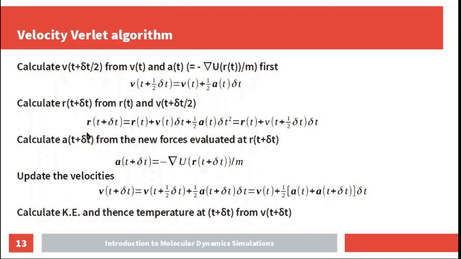Once you advance the positions from t to t plus delta t, you can then calculate the accelerations from the new forces evaluated at this time instant t plus delta t using this expression, and then you can update the velocities by once again making use of Taylor expansion, just the first two terms. Mid step velocity plus half of a at t plus delta t, which, if you combine this equation with this equation, gives v at t plus delta t as this. Once you obtain velocity at t plus delta t, you can calculate the kinetic energy, and from that the temperature at t plus delta t.